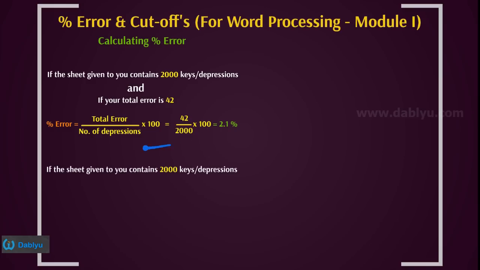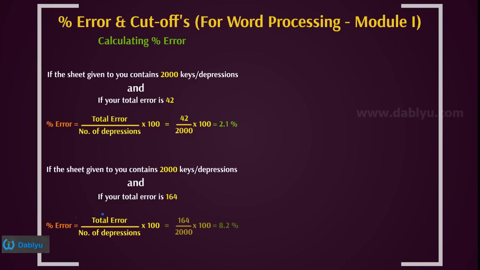Okay. Now let's take one more case. If the total error is 164, then percentage error is equal to total error by number of depressions into 100, that is 164 by 2000 into 100, that is 8.2%. Okay, so this is how you compute percentage error, and percentage error will be the basis on which SSC will say whether you are qualified or not for module 1.